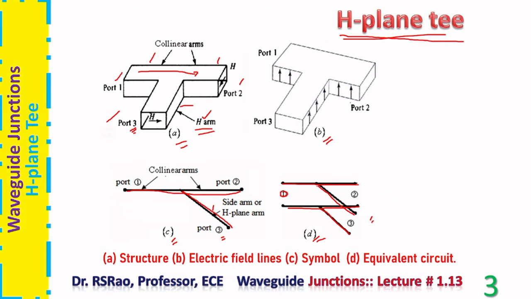Notice all the three arms, they have same field intensity across them in the junction region. That's why these are called shunt or parallel junctions. Of course, the side arm appears as if it is drawing some current from the line representing collinear arms. That's why it is called current junction too.